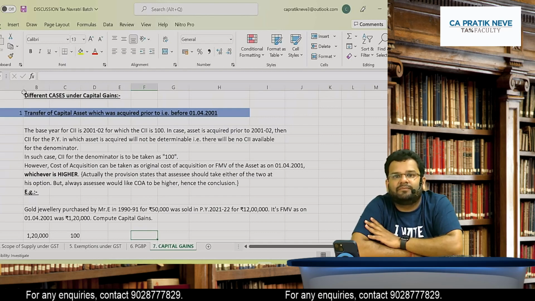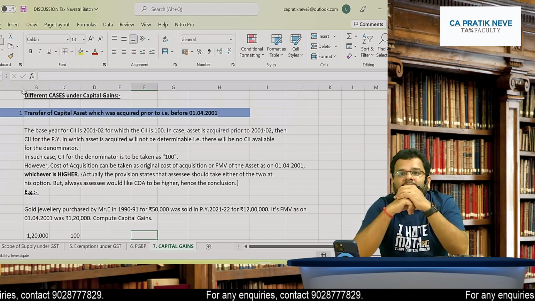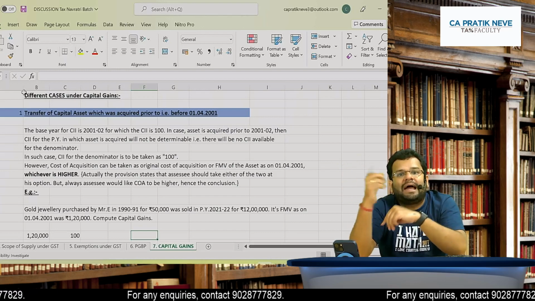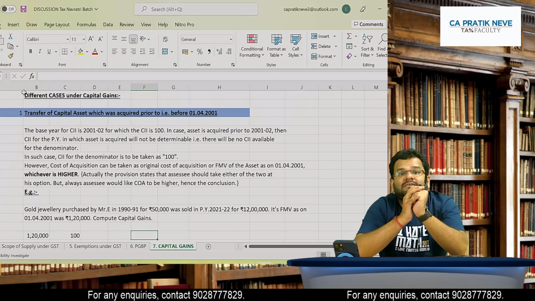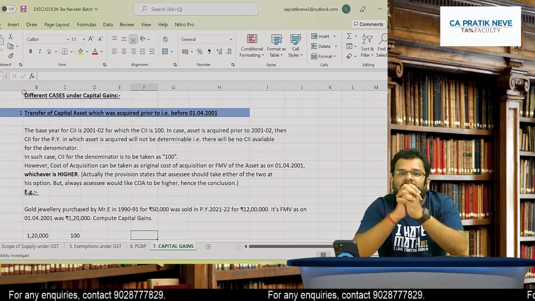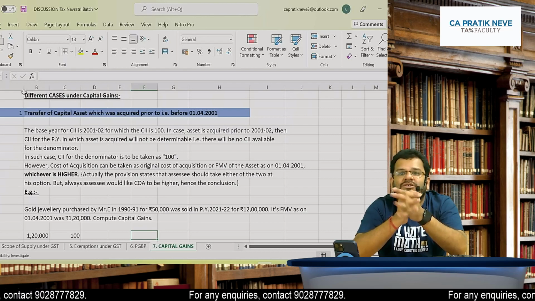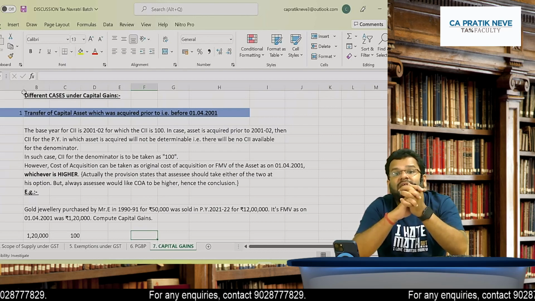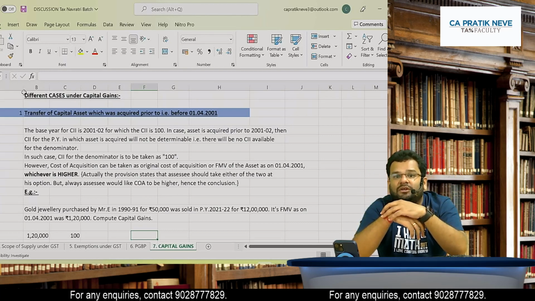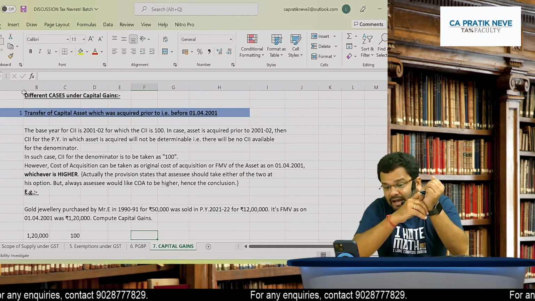Did you understand? Yes. Now please understand one thing. In our example, we did 1 lakh into 317 upon 100. 317 was the CII for the PY in which the asset is transferred and 100 is the CII for the PY in which the asset is acquired. Isn't it? Now that can keep on changing, obviously, and whatever CII is required will be given to you in the exam. So students always ask me, do we have to learn CII? Obviously the answer is no.